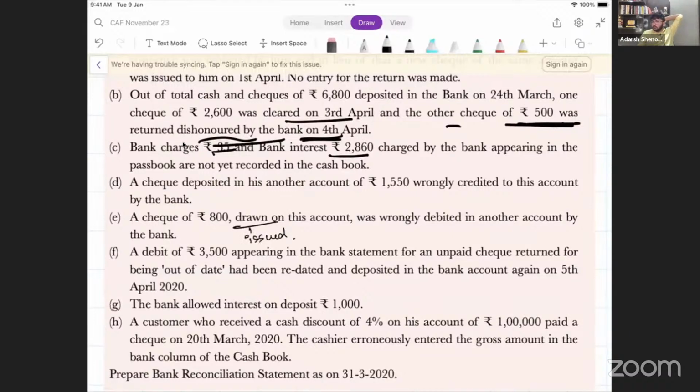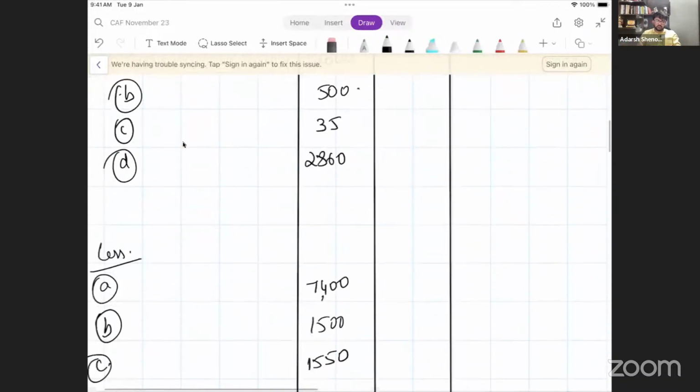Drawn on this account was wrongly debited in another account by the bank. So I had issued a check for this account. The banker did not write it here. He wrote it somewhere else. So now what has happened? I have issued it for this account, so I have a minus in my cash book over here. But the banker has not deducted it over here. Banker has kept it like this. He has deducted it from some other account's balance. So now the starting point is the passbook. So I will reduce 800 rupees.